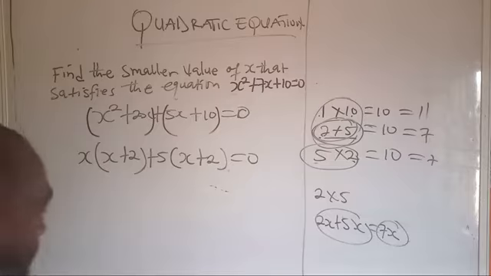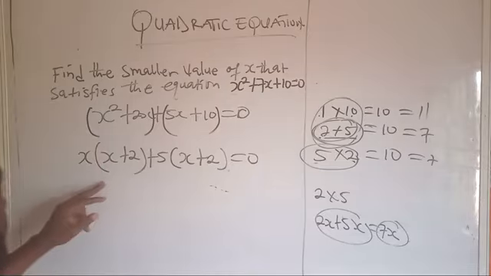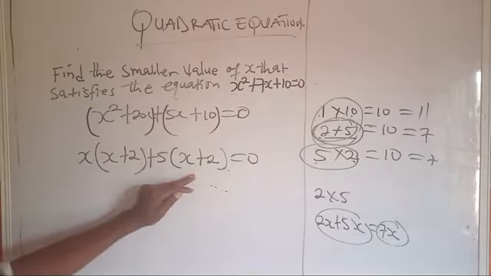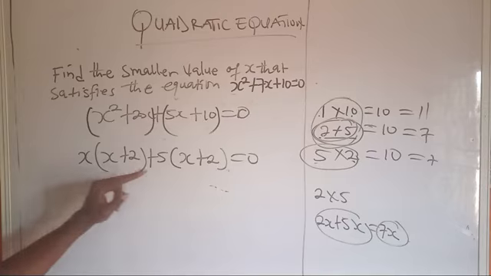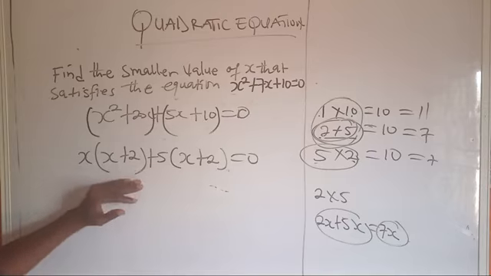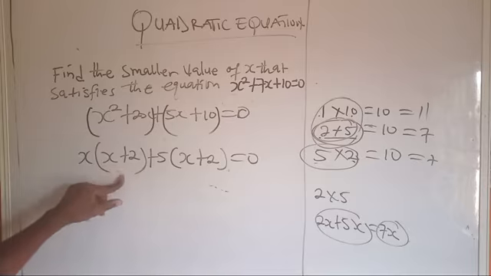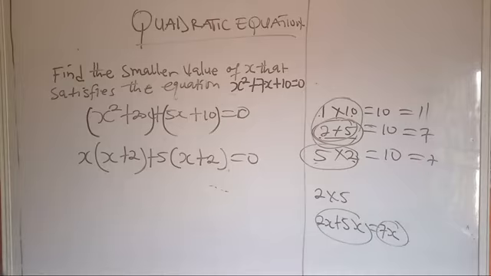Take note, in factorization, the two brackets must be the same. If you don't have the two brackets the same, then you're wrong. From here, you don't have to go further, because even if you continue solving it, you still have the wrong answer, so don't waste your time. Once you're having different brackets, that shows that you're wrong. You go back and start again. So here we are correct.